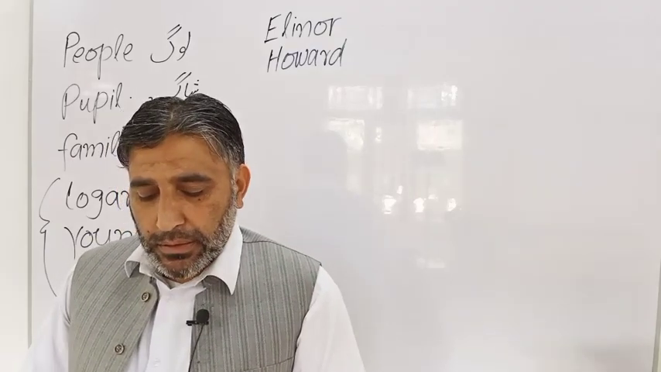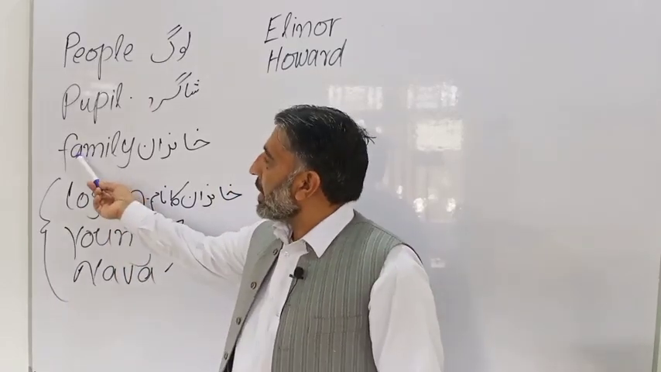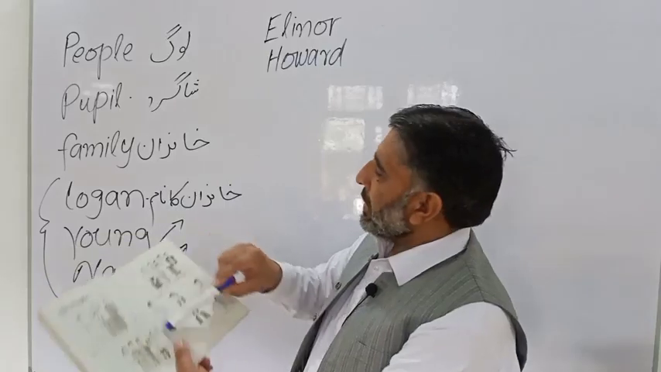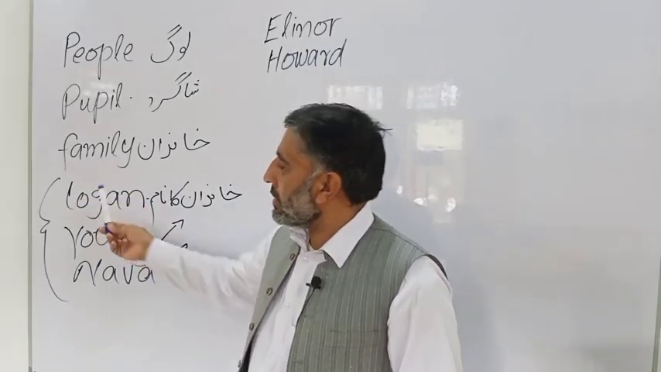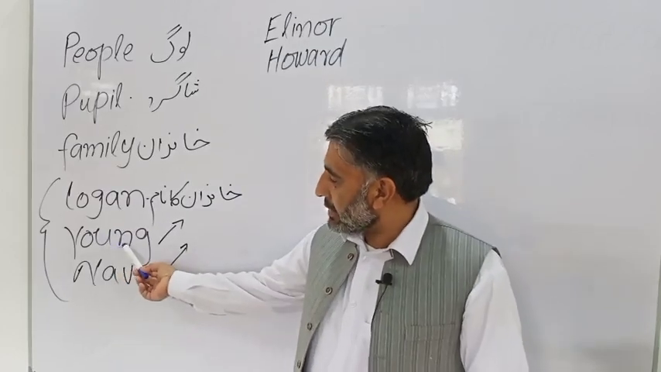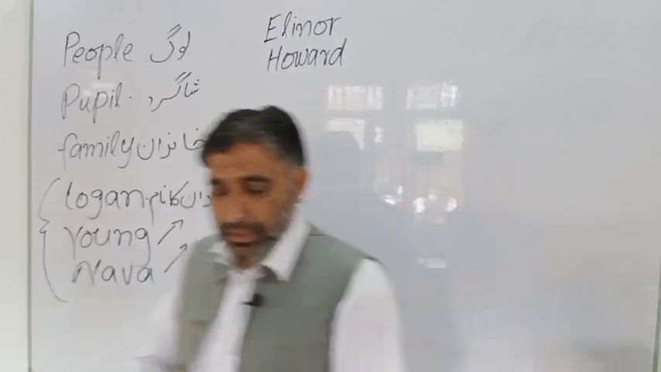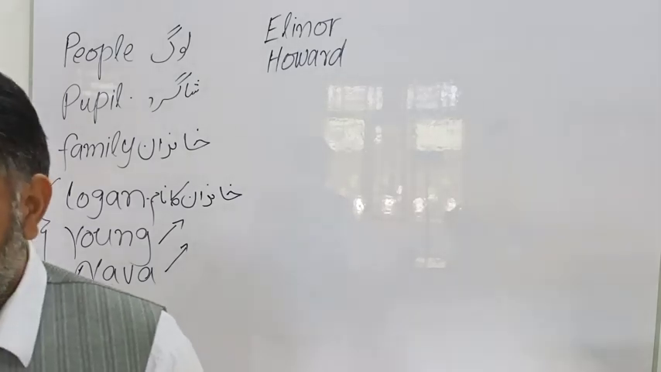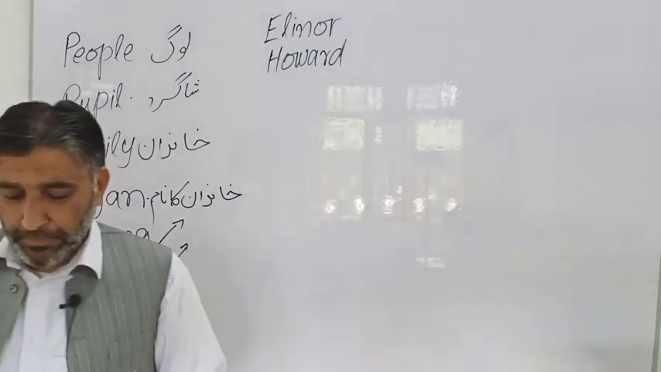So the first family is the Logan family. A family means khandan. And there are these three families. The first family name is Logan. The second one is the Young family. And the third one is the Nava family. So repeat the names with me, dear viewers. Adela, Lisa, Tom, Bob, and Sam Logan.